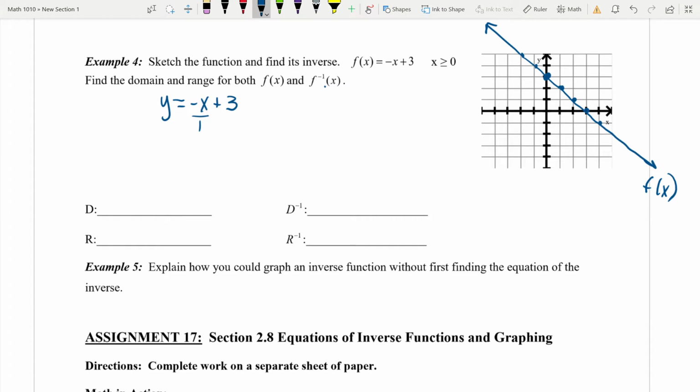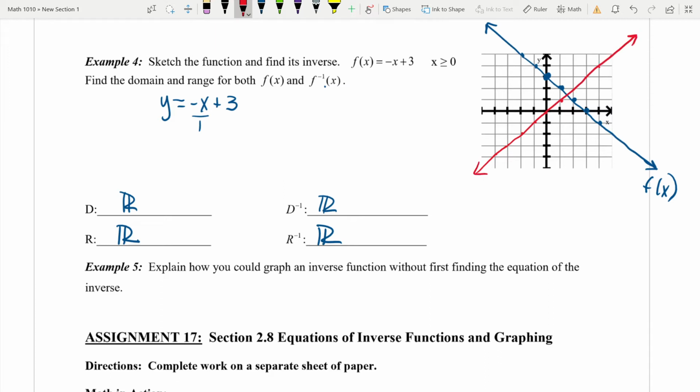You guys, the domain and the range of a line is always going to be all real numbers. So these are all real numbers. Flip-flop them, you still get all real numbers. Draw in the line, y equals x. So it looks like that.